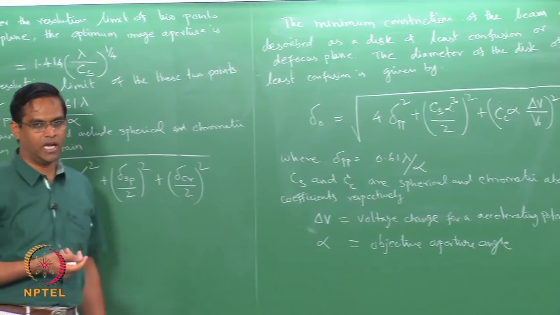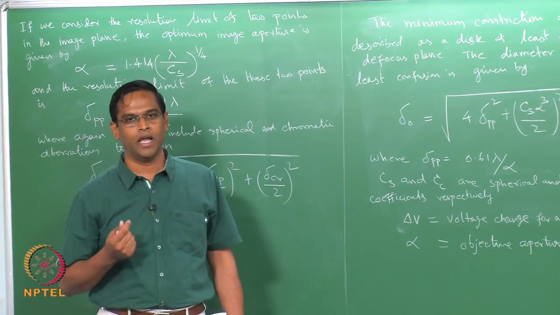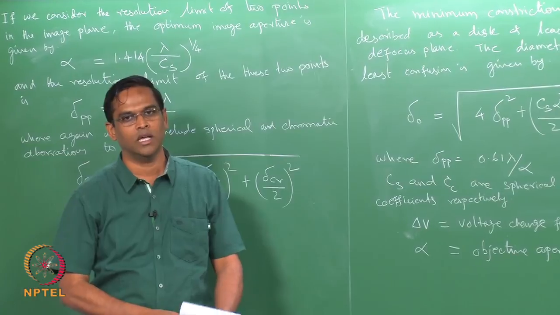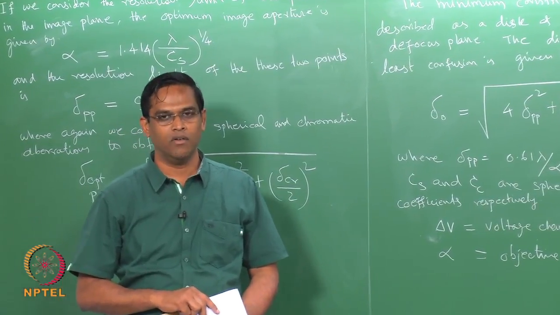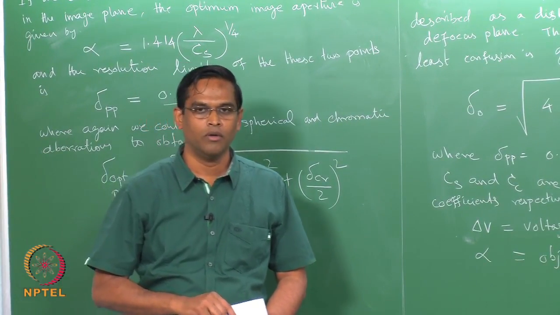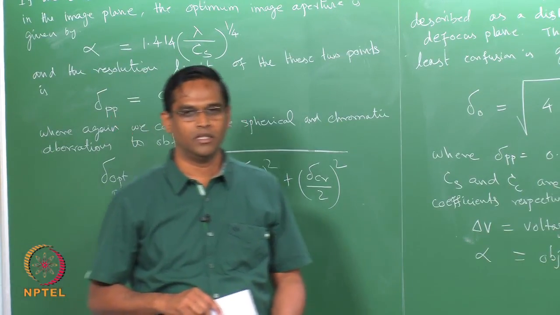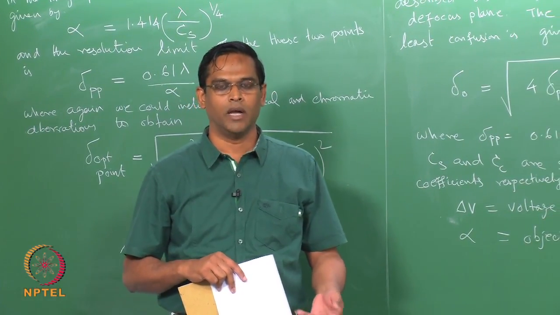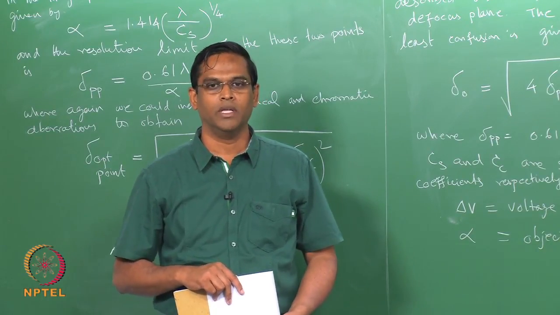So in this class, I hope you have at least some basic idea about how aberrations in an electron optical system are considered and their influence on the resolution of the image and the microscope. So now we will move on to the actual electron optical system. Especially we will start with scanning electron microscopy and its working principle and its application from the next class.